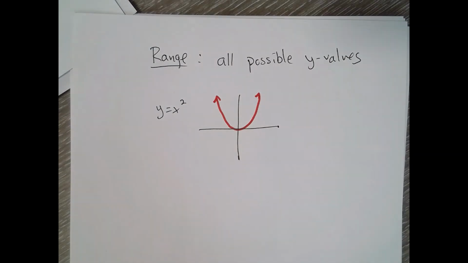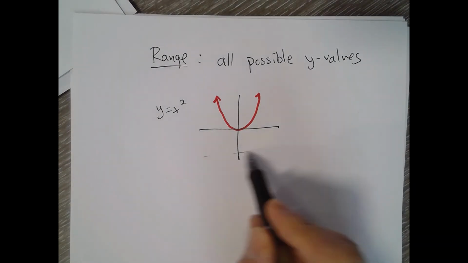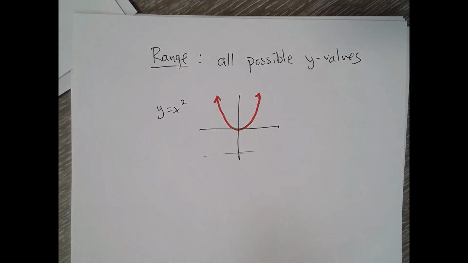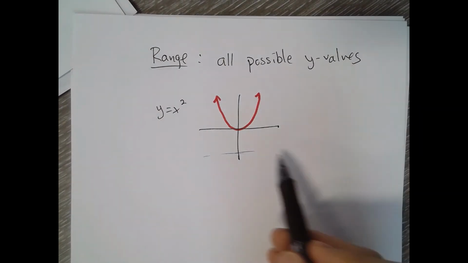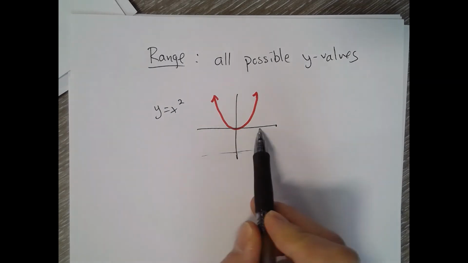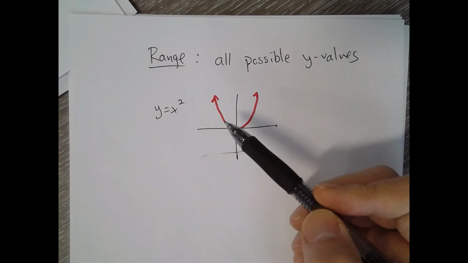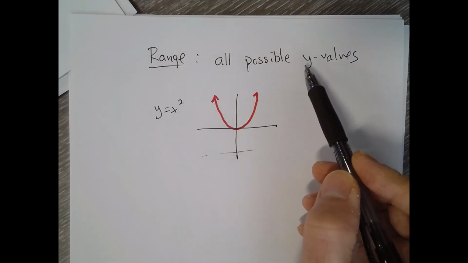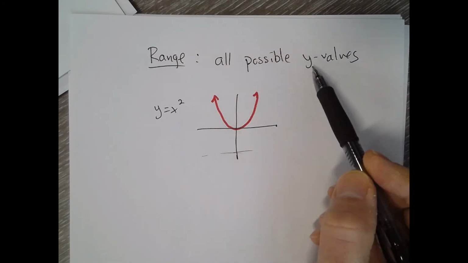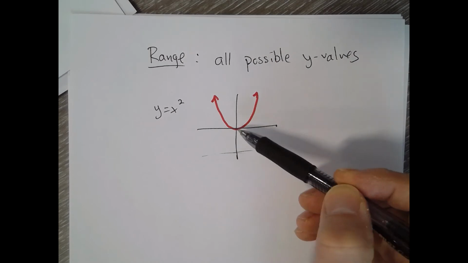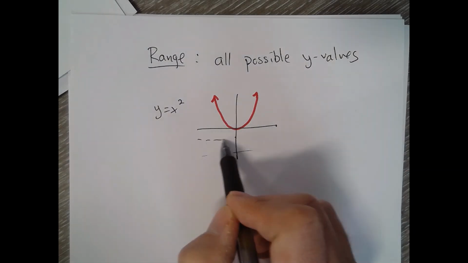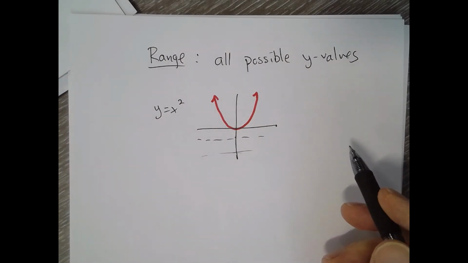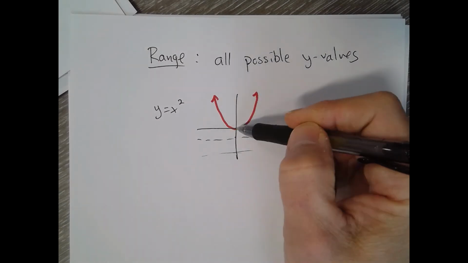Will this parabola ever come down here? It never will. The parabola, its lowest point is on the x-axis. Remember, the range is possible y values. So the lowest y value is 0. Could that parabola ever go through -1? Is it going to cross this line, y equals -1? No. It bottoms out at 0 and then goes up again.